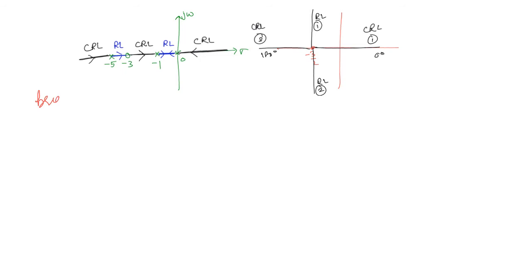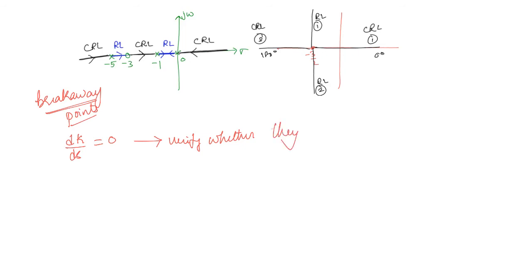Next we will go ahead with the breakaway points. The breakaway point procedure is the same as for the root locus that we have discussed. We have to find the solutions of dK/ds equal to 0, and whatever solutions you get, you have to verify whether they are lying on the complementary root locus or the root locus. That is how you find the breakaway points.